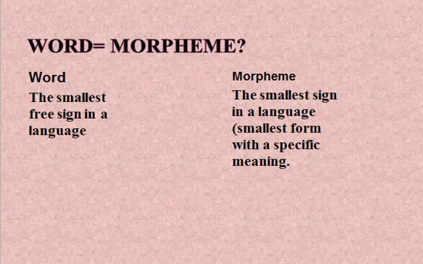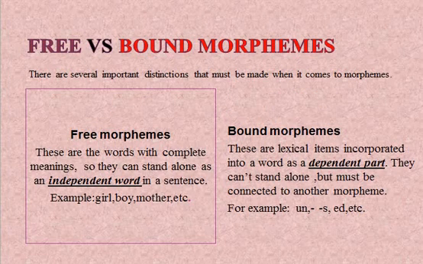Morpheme basically is the smallest unit, the smallest sign in language, the smallest form with a specific meaning. Here are two different aspects relating to morphology: free and bound morphemes. Free morphemes are words with complete meaning, so they can stand alone as independent words. For example, girl, boy, mother. On the other hand, bound morphemes are lexical items incorporated into a word, a dependent part.